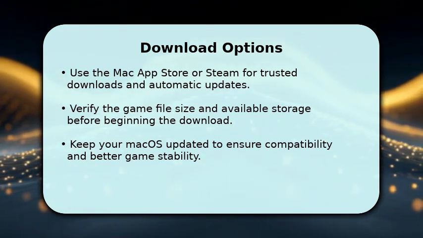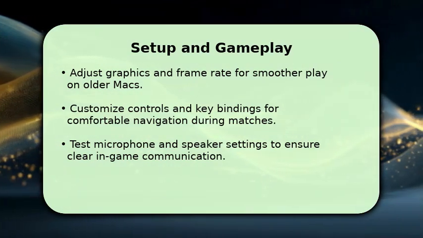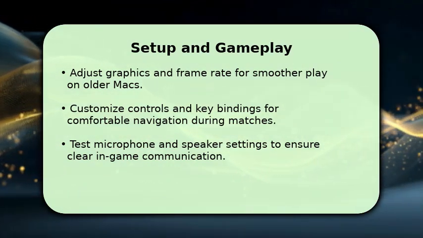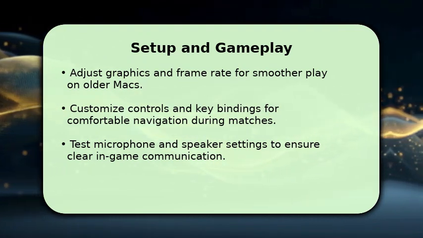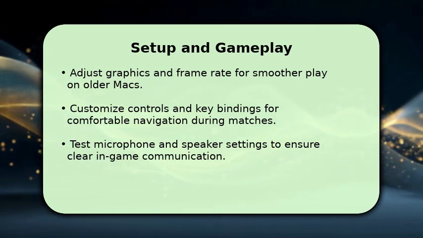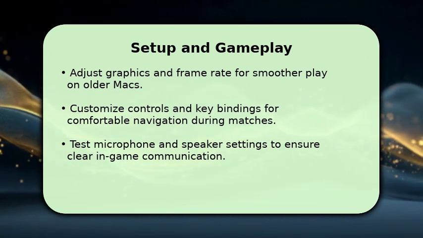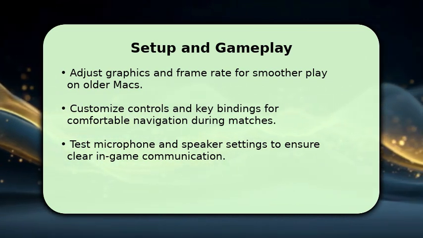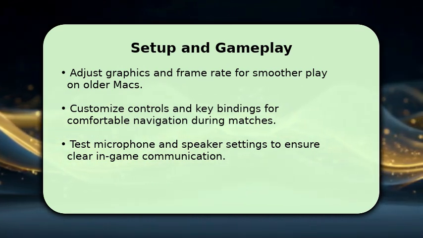Once installed, open Among Us and customize settings to match your Mac's capabilities and your play style. I'll explain how to lower visual effects, set optimal frame rates, and map controls for better responsiveness. We'll also verify audio permissions and run a quick voice test so you can discuss tasks and suspicions clearly. These tweaks create a reliable, low-latency experience for both casual and competitive sessions on Mac OS.